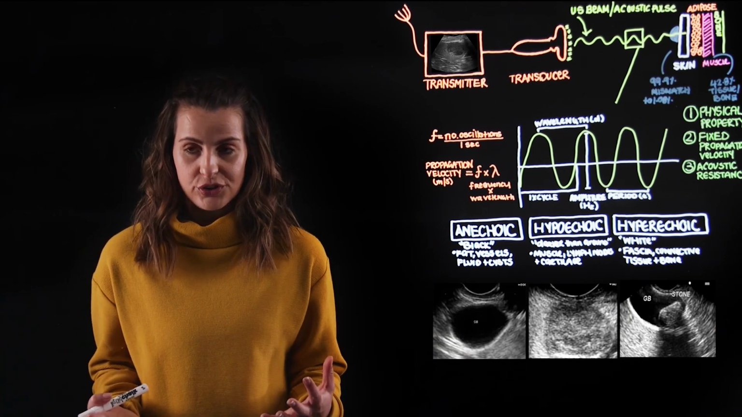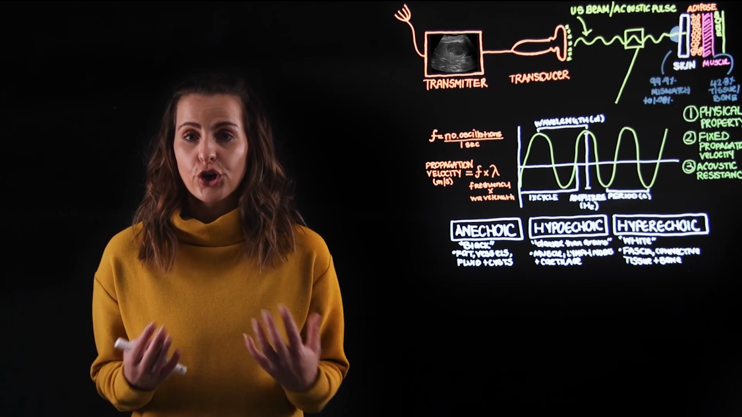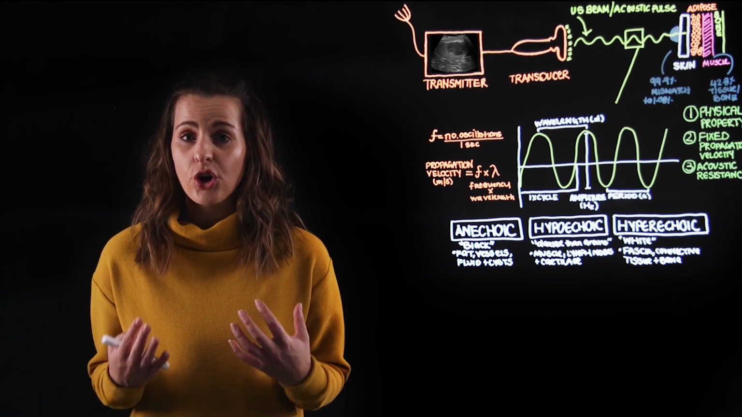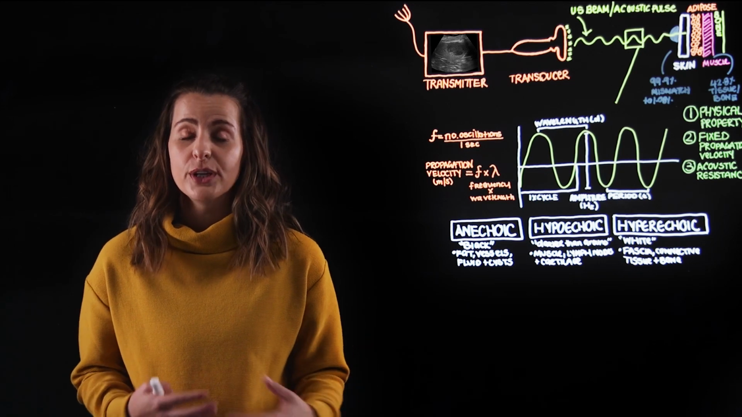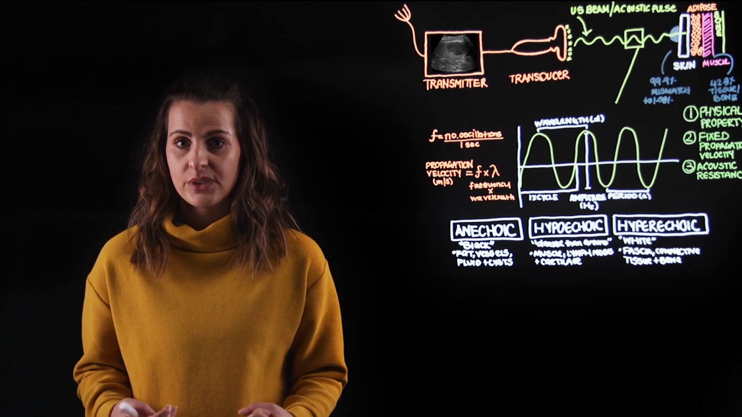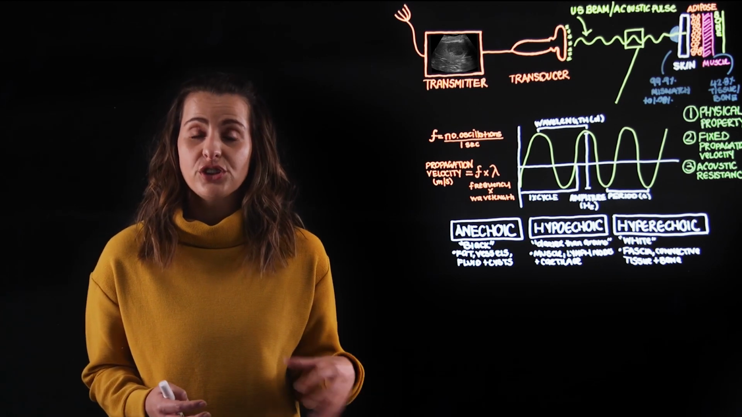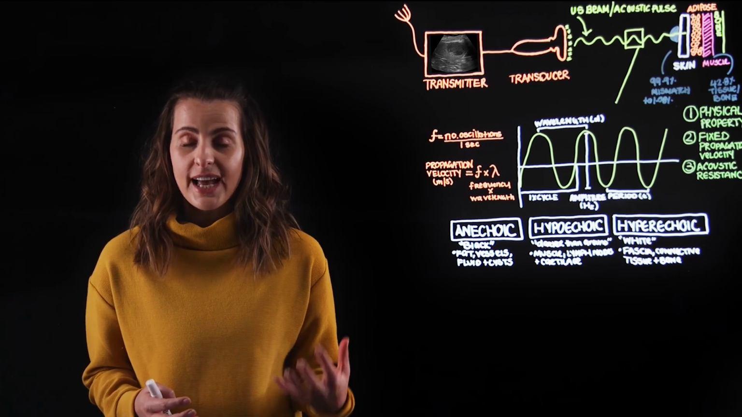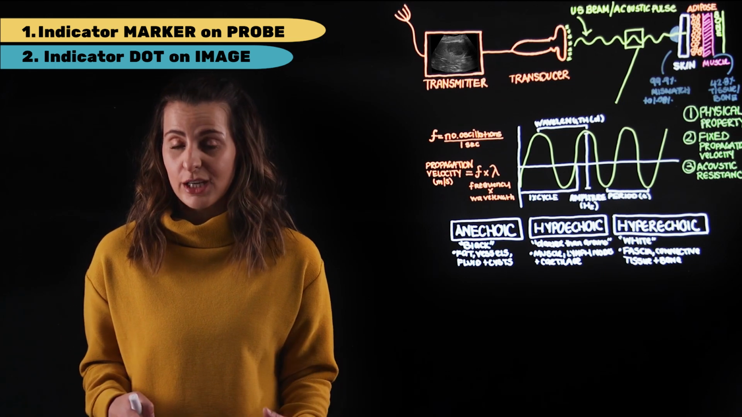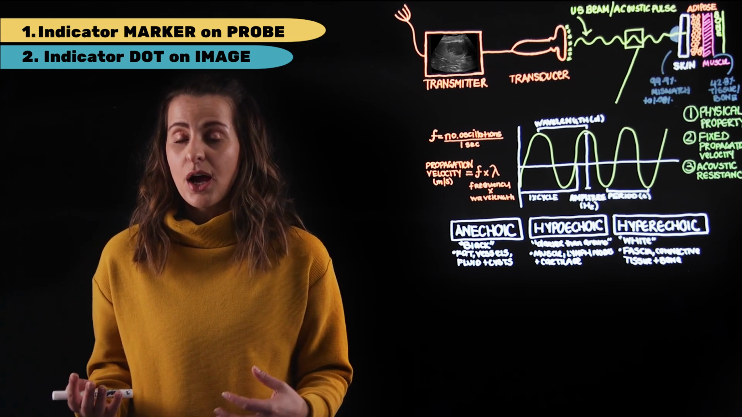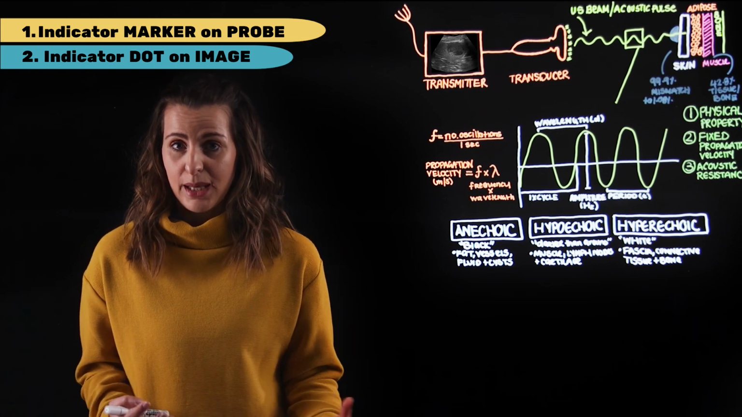Finally, I just want to finish up with how we orientate ultrasound images. For my current medical students, we are currently exploring the cardiovascular system. So I wanted to break down some of the common cardiac views that you will see to help you to orientate yourself when you're looking at an ultrasound image. There are two things that are really important. Firstly, you need to think about and recognize the position and direction of the indicator button, knob, or marker on the ultrasound probe. And then secondly, be able to locate the indicator marker on the ultrasound image.